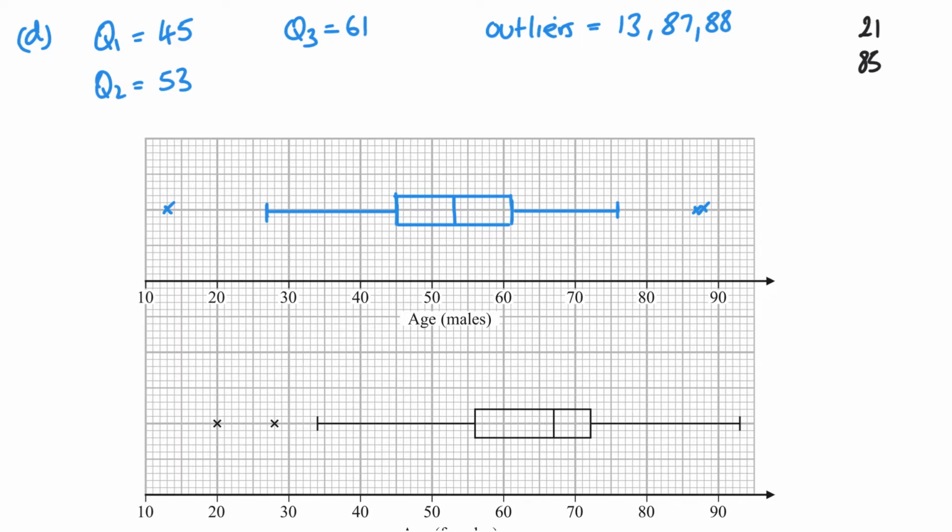Okay, very, very important. If you did them to these values, you would actually still pick up the marks, but it's not correct. So let's get into the habit of doing these properly.